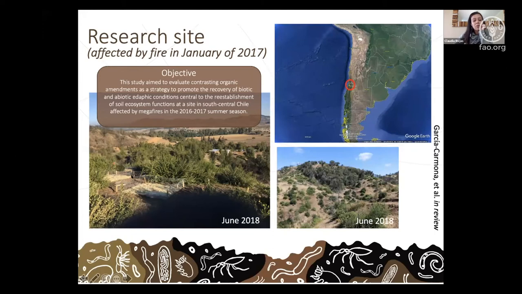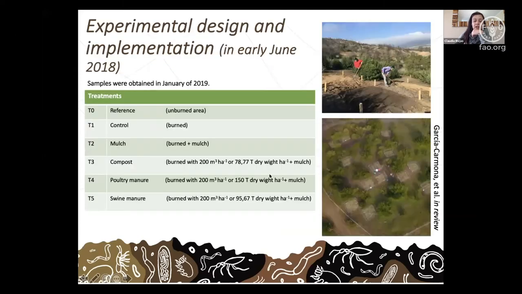And we set up those in small experimental plots in the affected area. And we did compare those organic amendments with soils that were under these unaffected ecosystems. So the organic amendments that we did use were particularly animal manures that were available for the community.